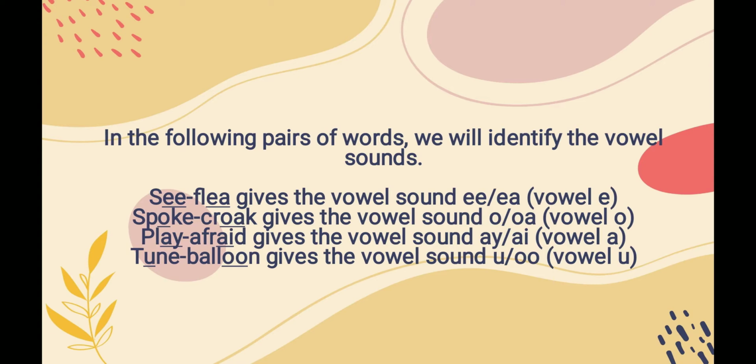See, flee. Here the underlined vowels EE and EA gives the vowel sound E. Next, spoke, croak. Here the vowels underlined O and OA gives the vowel sound O. Play, afraid. Here the underlined vowel letters AY and AI gives the vowel sound A. Tune, balloon. Here the underlined vowel letters U and double O gives the vowel sound U from the vowel letter U.